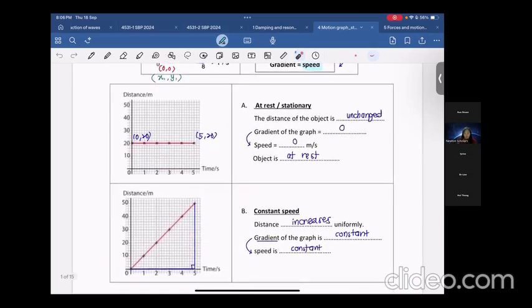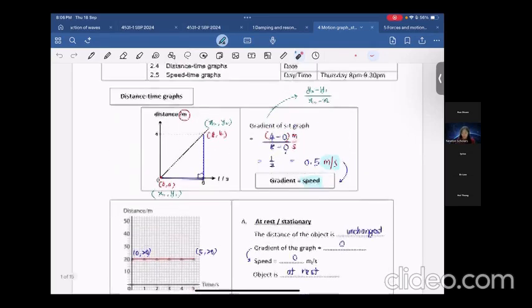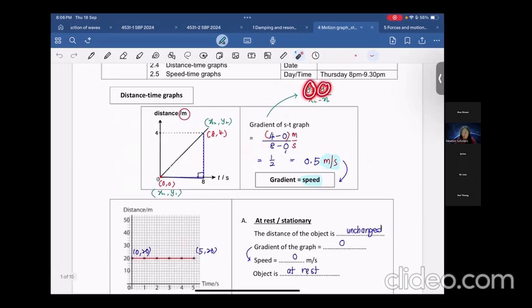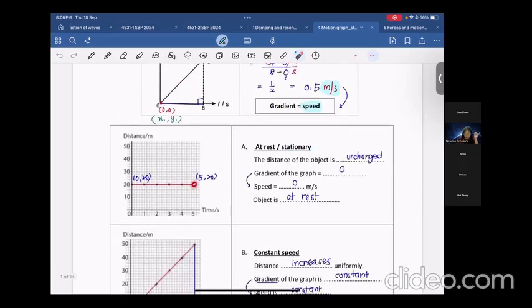We recall if it is horizontal, there is no gradient. Gradient is your mathematics: Y2 minus Y1 divided by X2 minus X1. If you use these 2 points and do the calculation, you will find that the gradient actually is 0. Horizontal, no gradient. Gradient is 0, so 0 speed. Zero speed means what? It doesn't move.